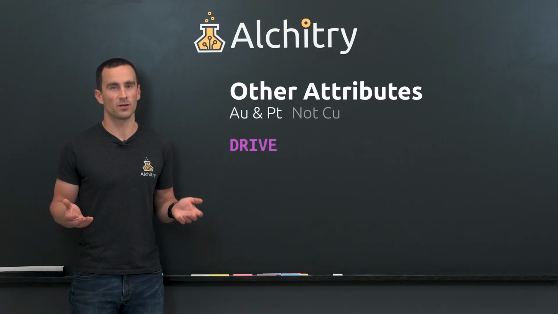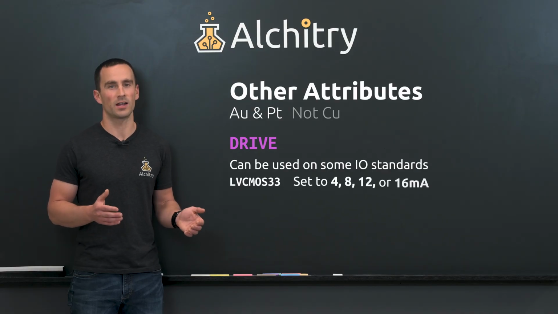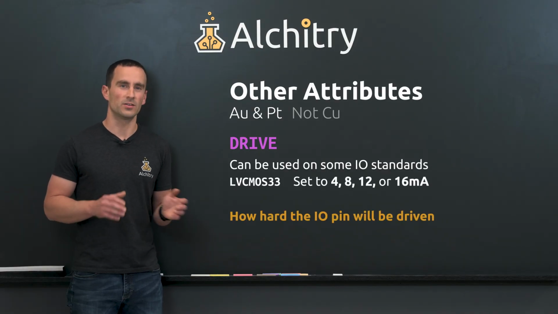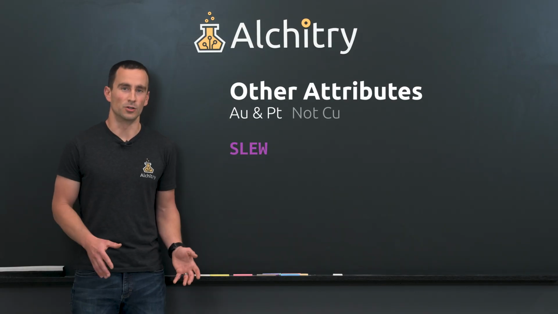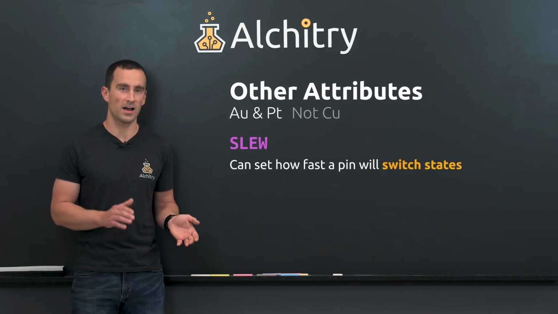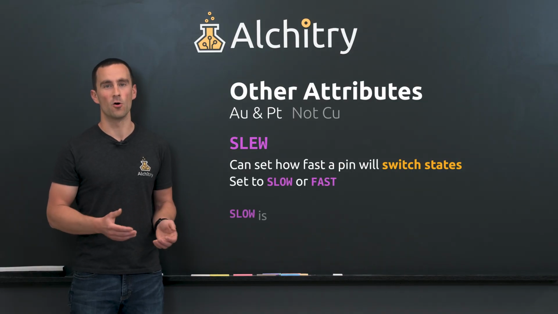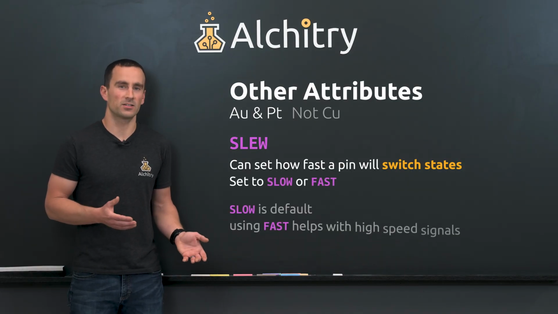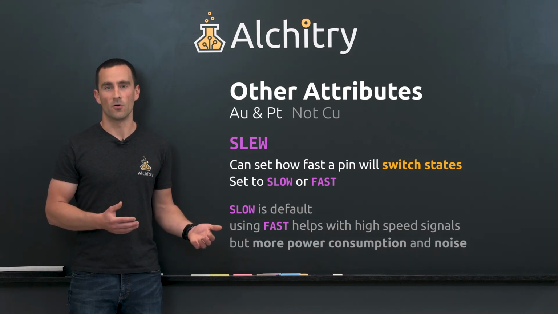First, the drive attribute can be used on some I/O standards. For LVCMOS, it can be set to 4, 8, 12, or 16 milliamps. This is how hard the I/O pin will be driven and defaults to 12 milliamps. The slew attribute is used to set how fast a pin will switch states. It can be set to slow or fast, with slow being the default. Using fast may help with some high-speed signals, but it causes more power consumption and noise, so it should be used carefully.